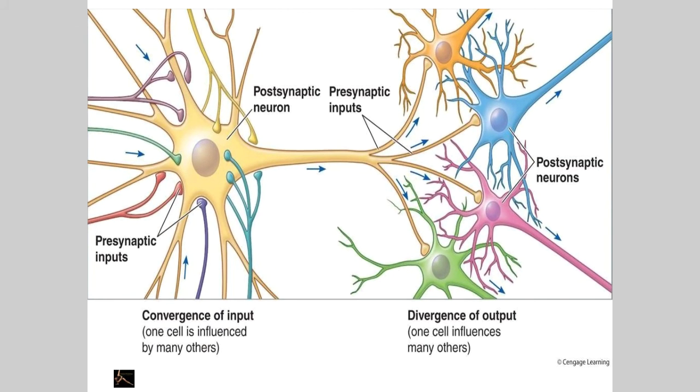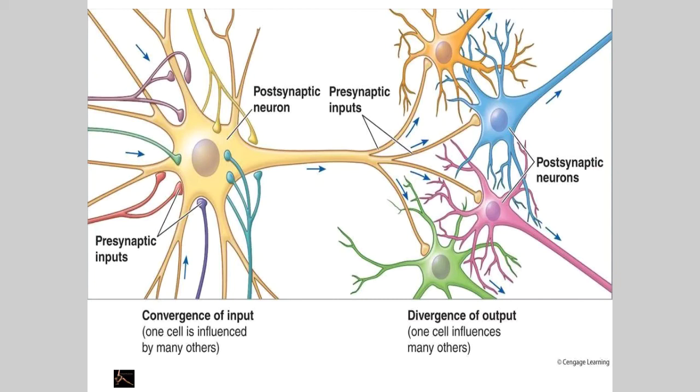This last one, we're putting it all together now. Notice over on the left side, we've got one neuron being stimulated by many other neurons. You can see the cell body of the postsynaptic neuron, and several presynaptic neurons, their synaptic terminals, all merging on that postsynaptic neuron. That's referred to as convergence. Several neurons are converging on one neuron.